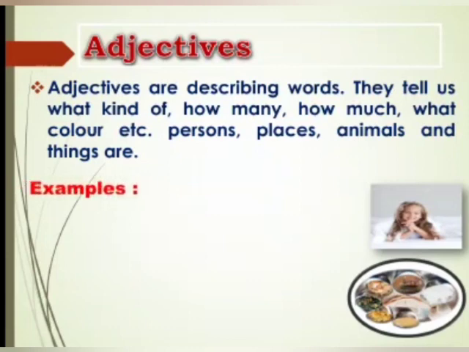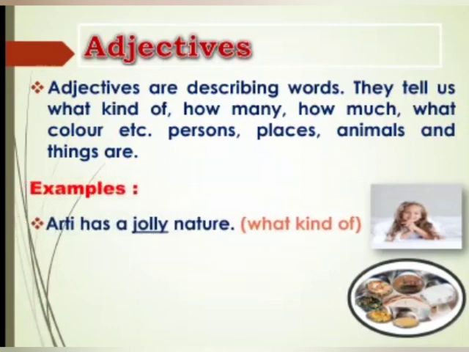Examples: Aarti has a jolly nature. In this sentence, the word jolly is describing Aarti. What kind of nature Aarti has? Jolly nature. So, the word jolly is an adjective here.